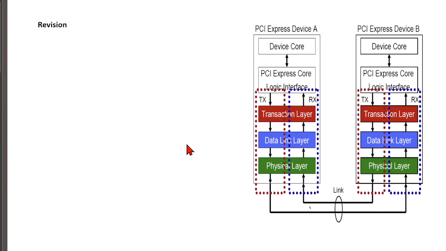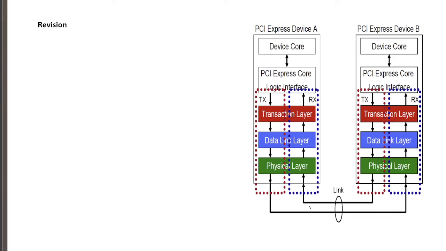Now next is the transaction layer. Let's show the layers, guys. In PCIe we have three layers majorly: the transaction layer, data link layer, and physical layer. Before going to the transaction layer, I will walk through some basic understanding.